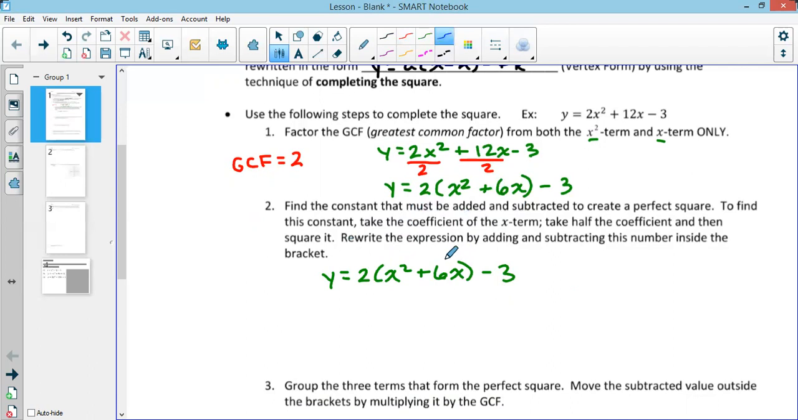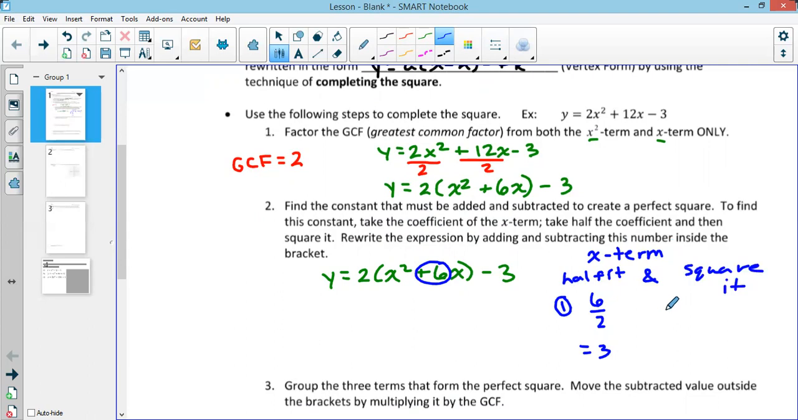So we're going to look at the coefficient in front of the x. In this case, it is positive 6. So we're always going to look at that x term. What we're going to do is half it. So we're going to take 6 divided by 2, and that's going to equal 3. And after we do that, we are going to square that number that we just found. So we're going to take that 3 and square it, and this is going to give us a value of 9.